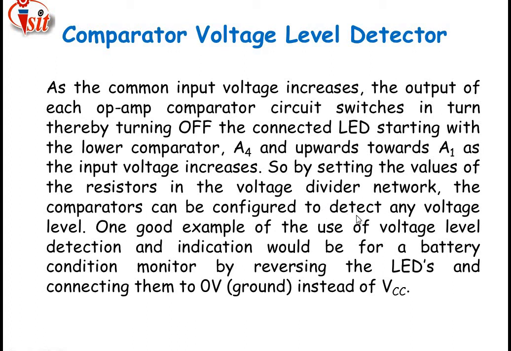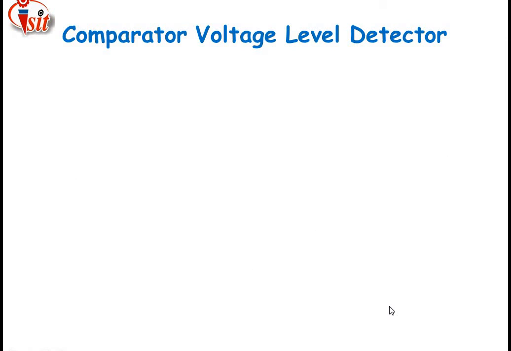any voltage level. One good example of use of that voltage level detection and indication would be battery condition monitoring, by reversing the LEDs and connecting them to 0 volt. That is, they are connected towards ground instead of VCC. That means whatever input is applied to this circuit, we are directly connecting that input towards ground. It is not connected towards VCC.